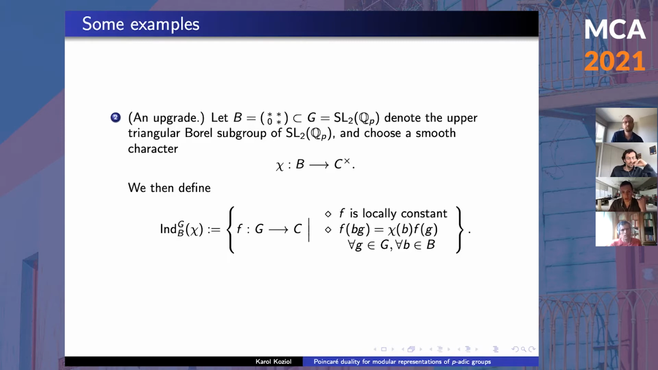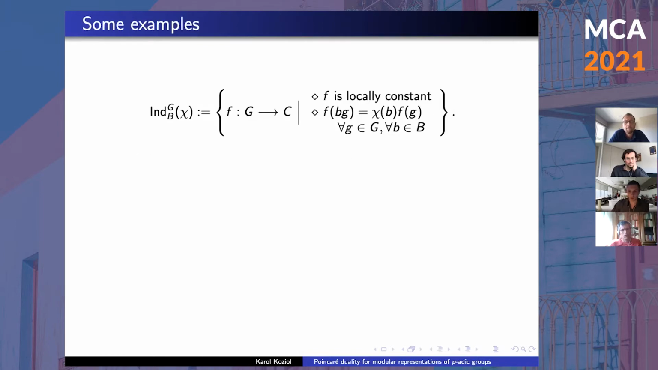But moreover, I'm going to impose this functional equation. If I take the argument and multiply it on the left by something in this Borel subgroup B, then I can pull that out at the cost of multiplying by this character chi. I say this is an upgrade because you can think of this Ind_B^G as being some sort of space of global sections of some local system on P^1, if you like. But if that doesn't make sense, just think about it with this definition. So I'm going to just move this up.